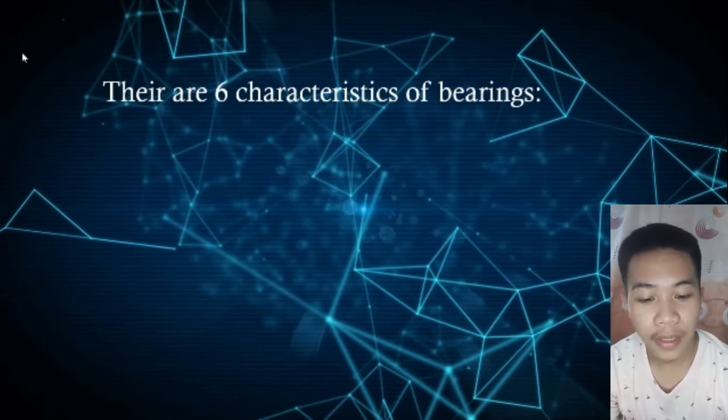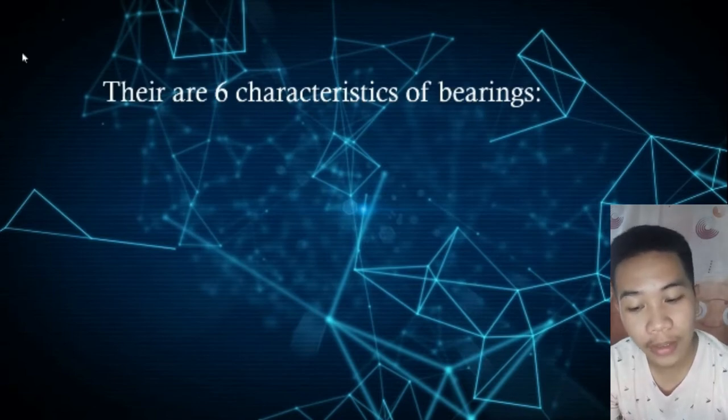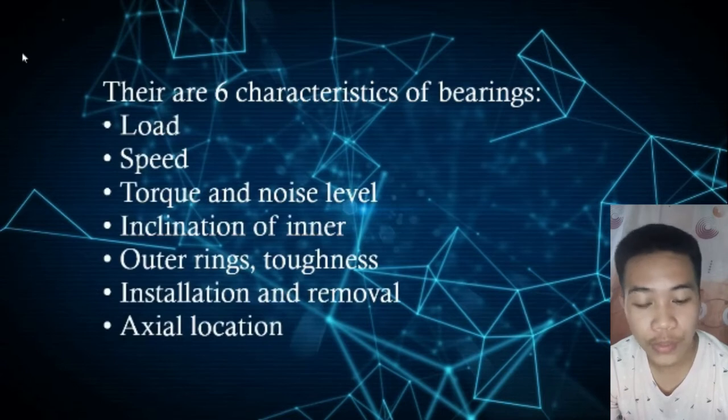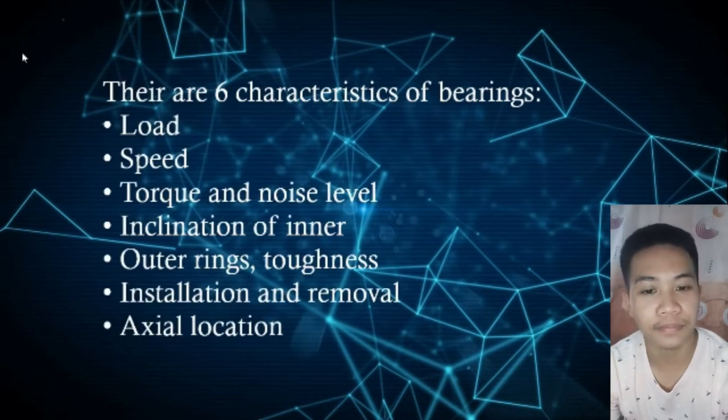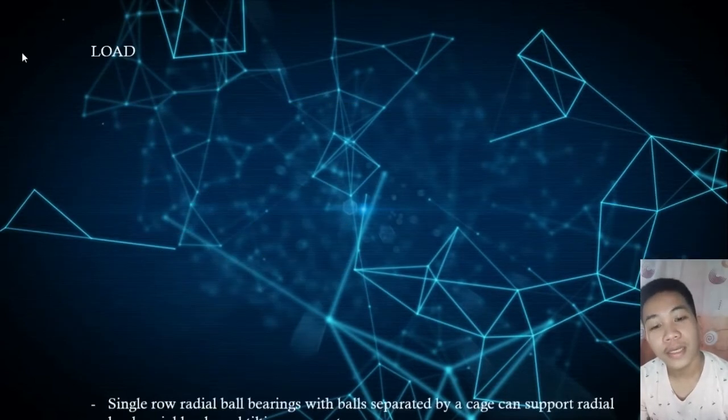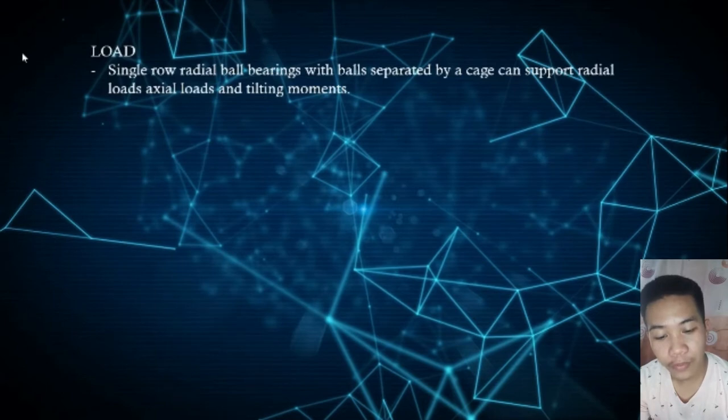Characteristics of bearings. There are 6 characteristics of bearings, which are load, speed, torque and noise level, inclination of inner and outer rings, toughness, installation and removal, and lastly, axle location. Load. Single row radial ball bearings with balls separated by a cage can support radial loads, axle loads, and tilting moments.